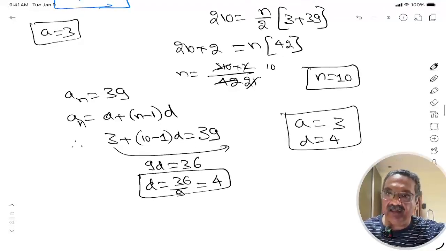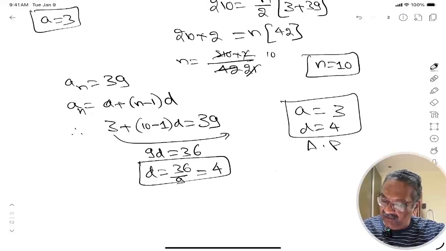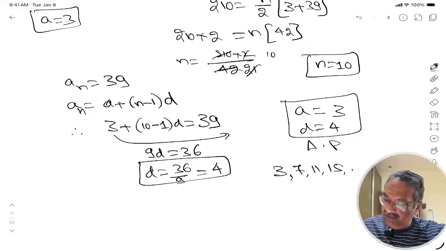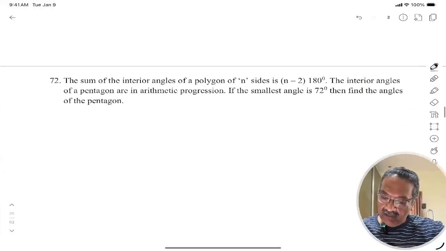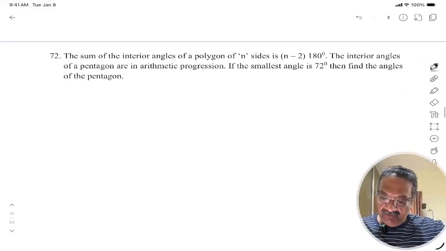With this we get the AP to be, first term a is 3, next term will be 3 plus 4 is 7, next 7 plus 4 is 11, 15 and so on. So this is the answer. Let us come to the 72nd question.